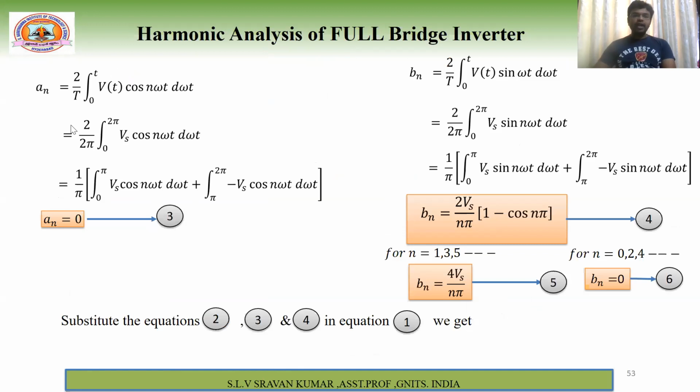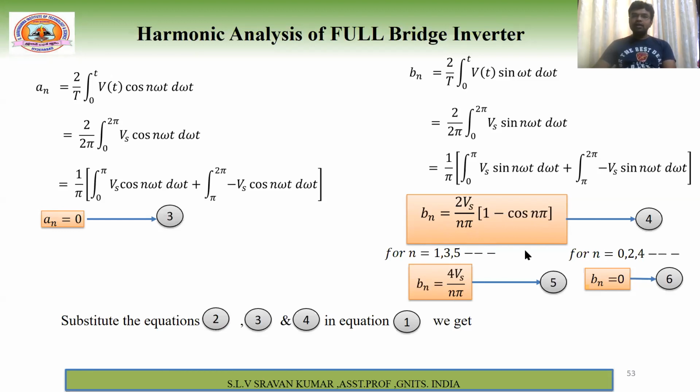In a similar fashion for An, if you substitute, finally An is equal to 0. But for Bn, you will get some value. What is that value? It is 2 Vs by n pi into 1 minus cos n pi. If you substitute n is equal to 1, cos pi is minus 1, so minus of minus is plus, therefore 2 into 2, 4 Vs by n pi. For example, if you substitute an even number, cos of that is 1, 1 minus 1 is 0. That means for even values, Bn is 0. For odd values, Bn is 4 Vs by n pi.